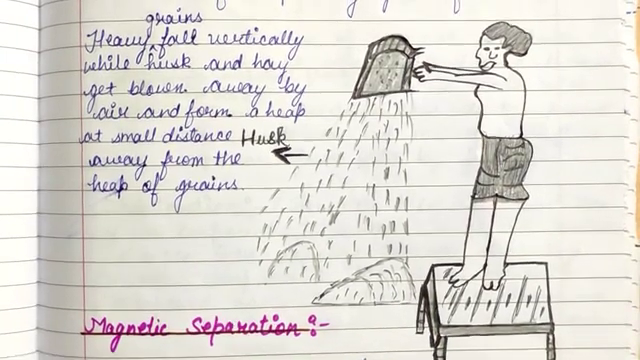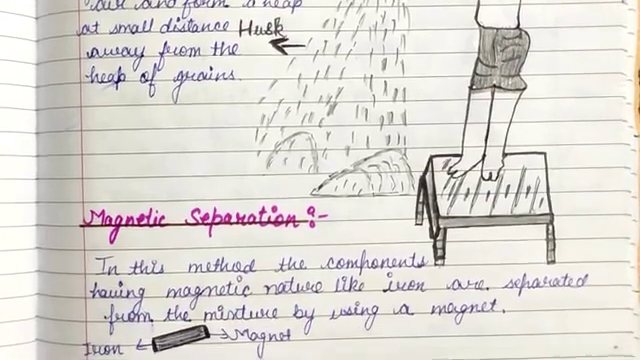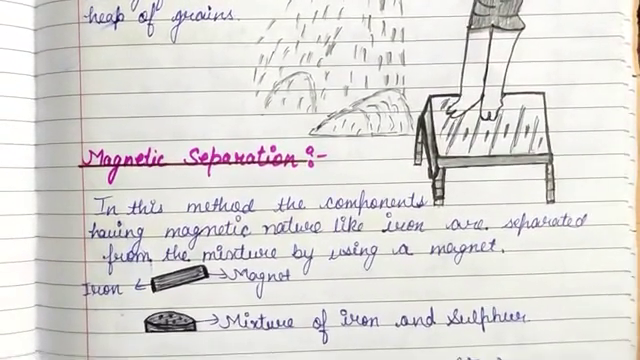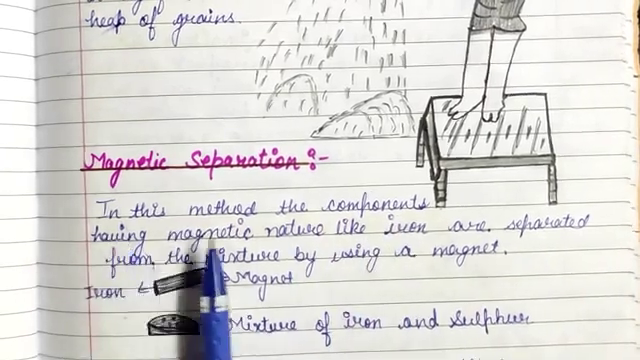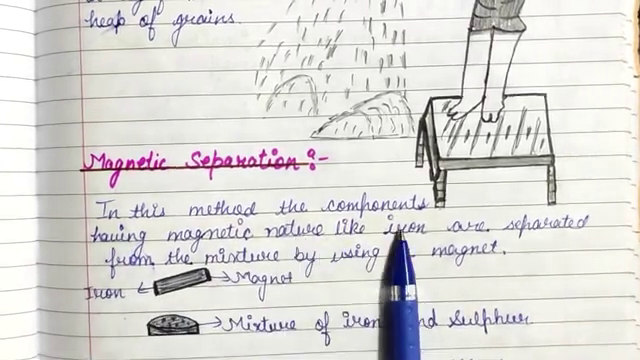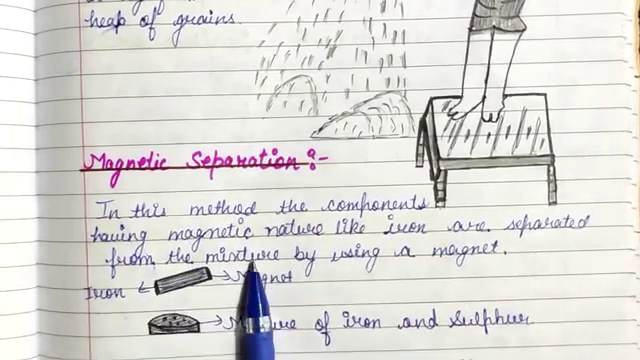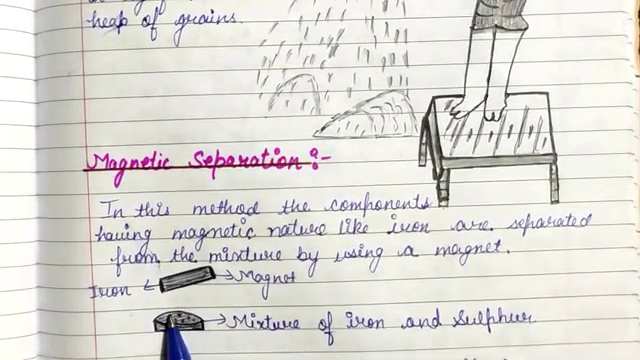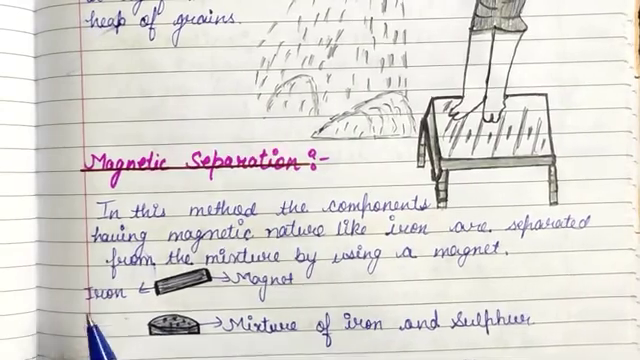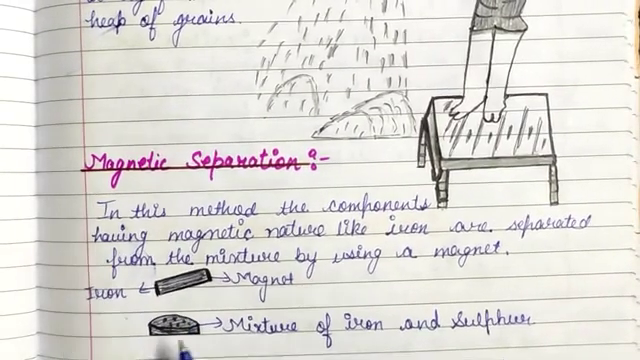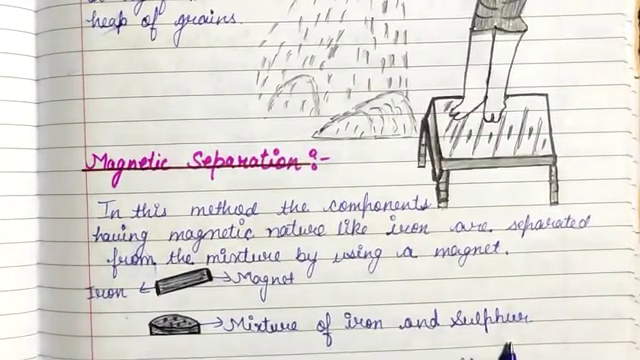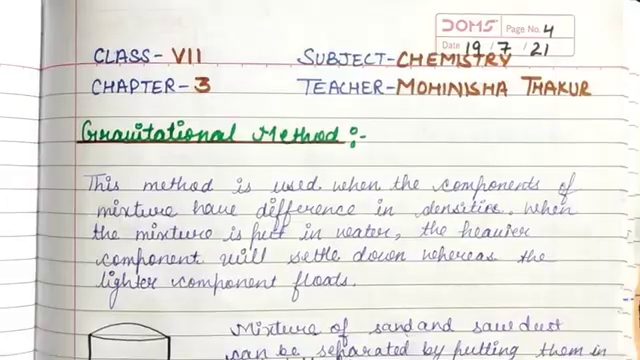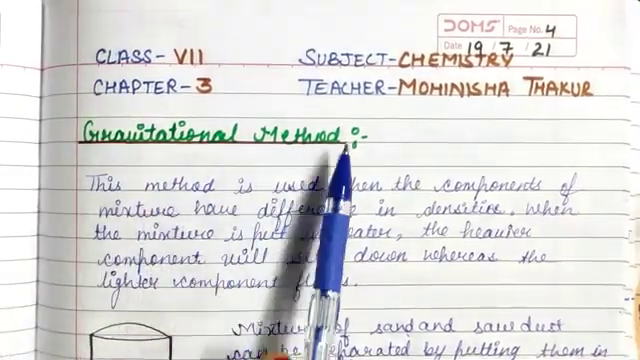Now we will discuss magnetic separation. So students, in this method, the components having magnetic nature like iron are separated from the mixture by using a magnet. The picture drawn here on page number 3, which is of a magnet, that is an iron, and a mixture of iron and sulfur we have taken in the bowl. Next is the gravitational method.